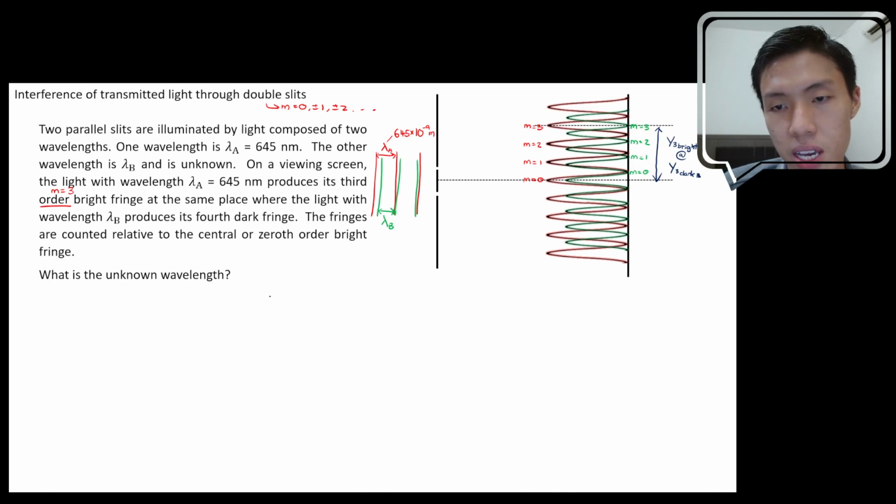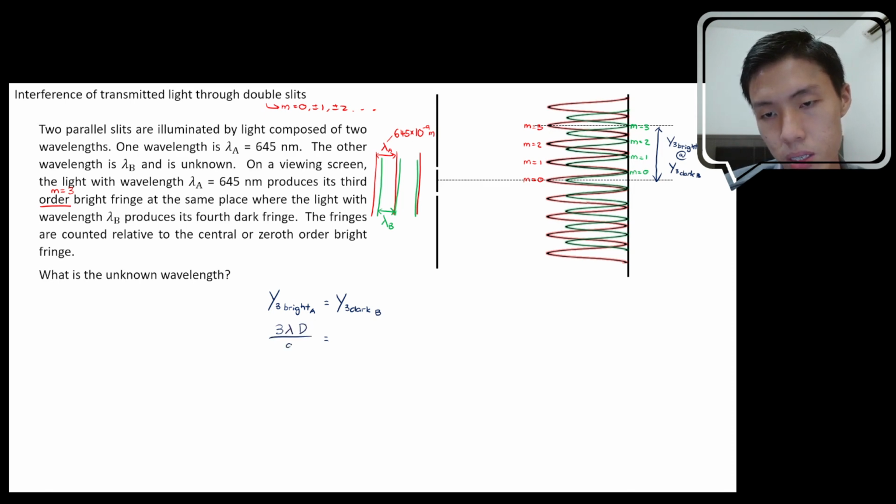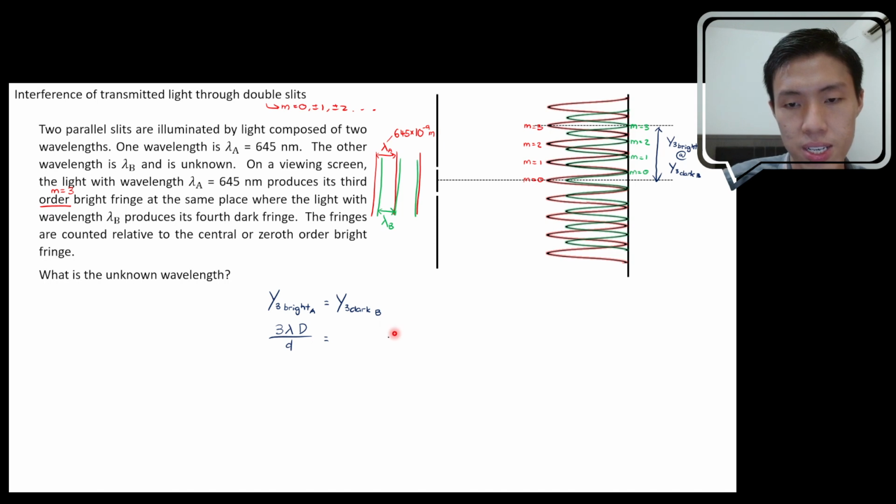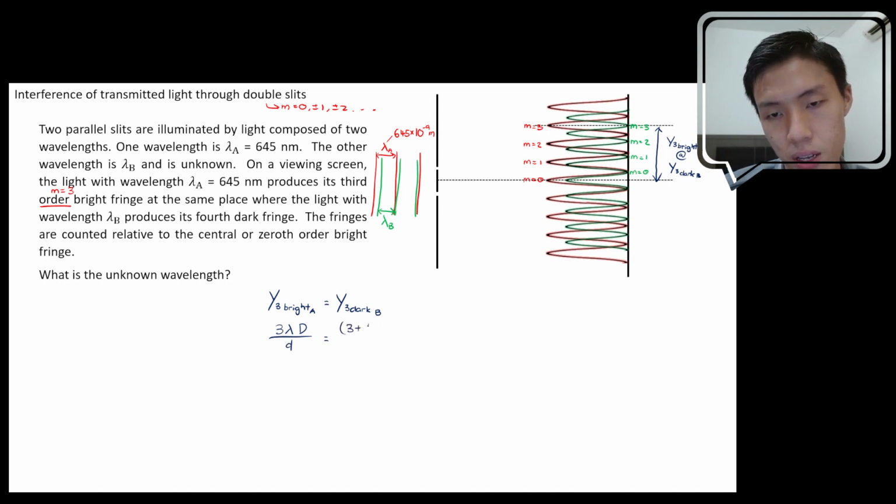So what equation can we say? We can say that y3 for bright A is at the same position, so the y should be the same as y3 dark B. Because of that, we can expand the equation. For the equation for bright, it will be m lambda D over d, but m is 3, so this is 3 lambda D over d. For dark, there's a plus half, so this will be 3 plus half, lambda D over d. There's no need to differentiate between the D for A and the D for B over here. Same for the small d for A and the small d for B.